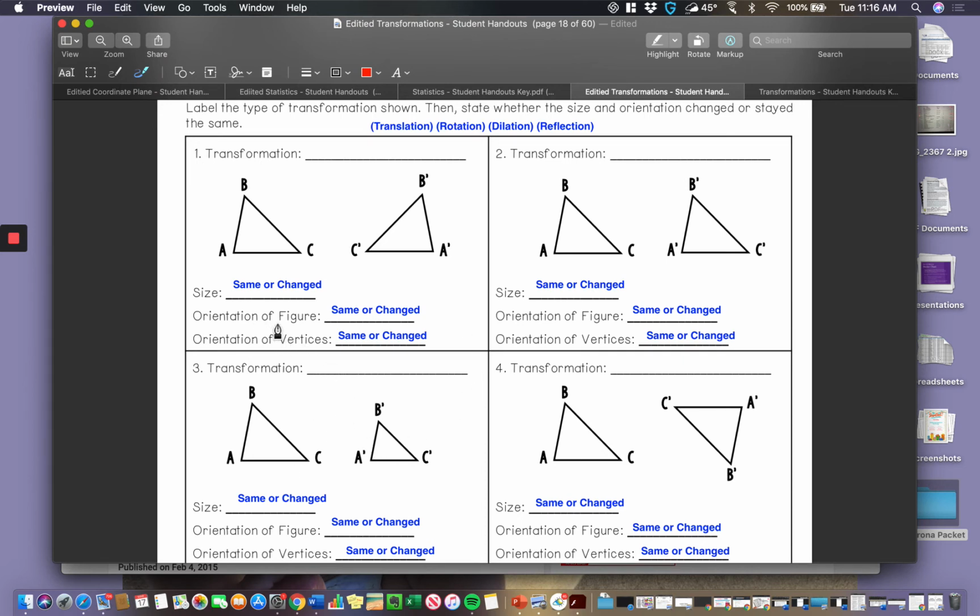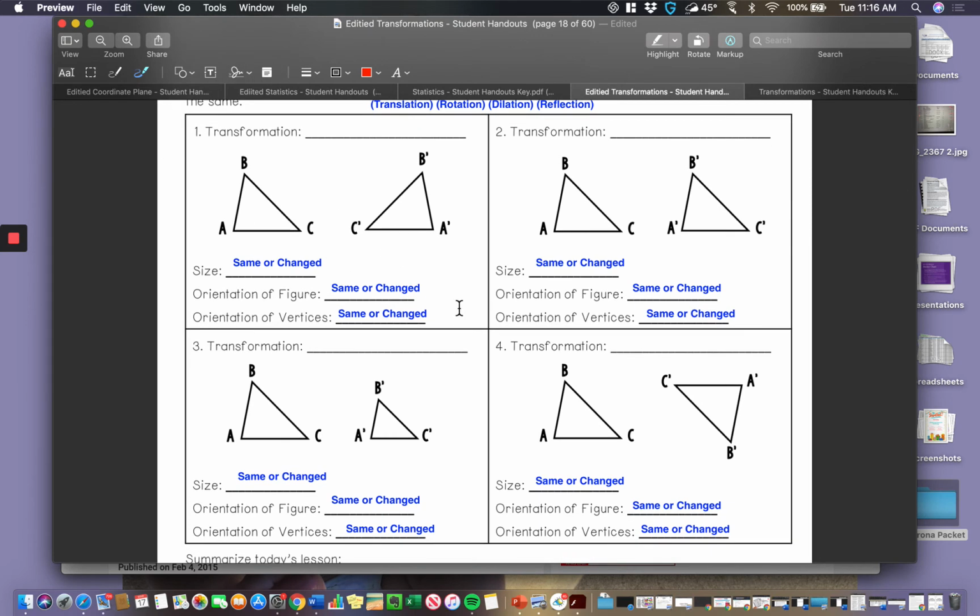Now when it says the orientation of the figure, they want to know whether it changed or it stayed the same. So that means if it's in the same position as it was. So if it is in the same position as it was, for example, these on this side right here, on number 2, the orientation of these figures are the same. So I just gave you an answer. And the reason why they're the same is they are in the same position as before. Okay? As opposed to maybe this one or this one.